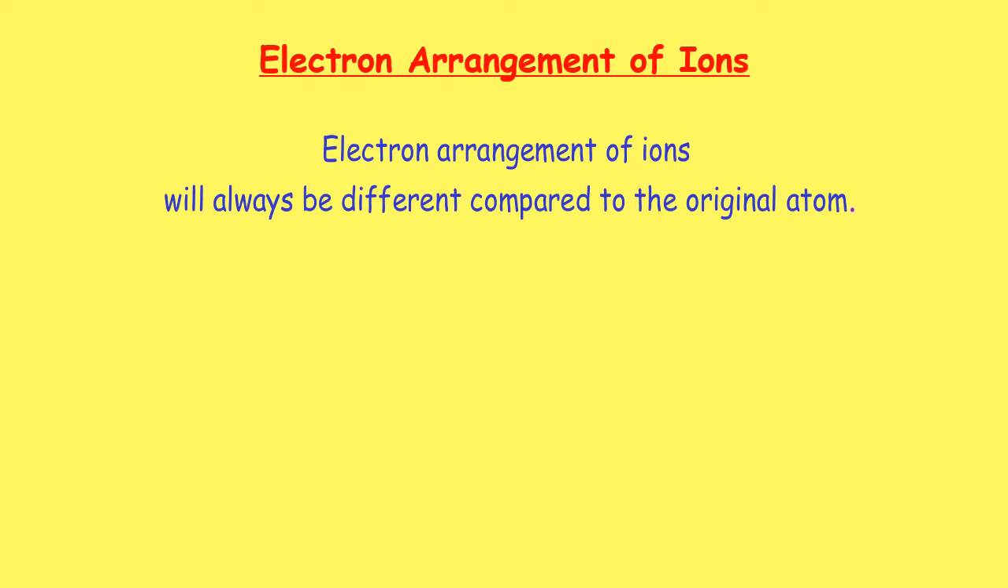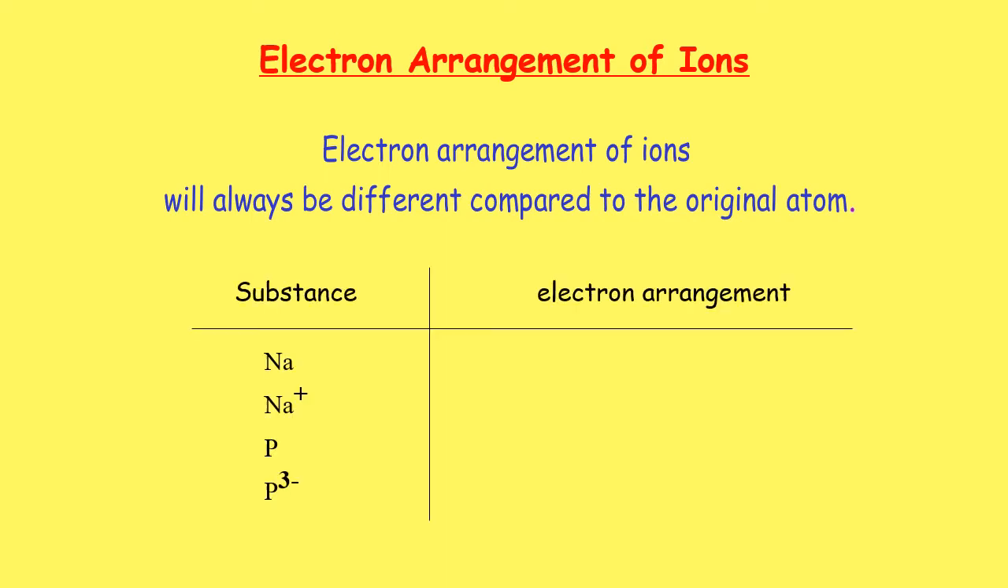So electron arrangement in ions. When an atom becomes an ion, its electron arrangement will change. So the electron arrangement of ions will always be different compared to the original atom. So we've got 2 different elements, and we're going to compare the electron arrangement of the atom compared to the ion. So the first one, Na, that's sodium.